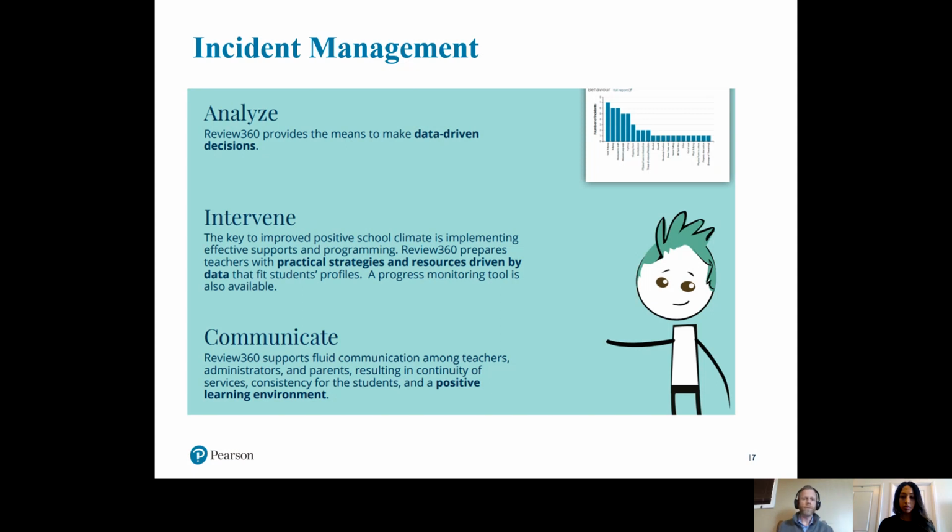And again, coming back to my analogy of Review 360, it allows everybody around that student to be involved, to communicate and share in what's working and in what's needed to support that student. So again, it brings in the parent, the teacher, the special educator, the principal if needed, so that everybody is supporting that student. So it really facilitates that communication.